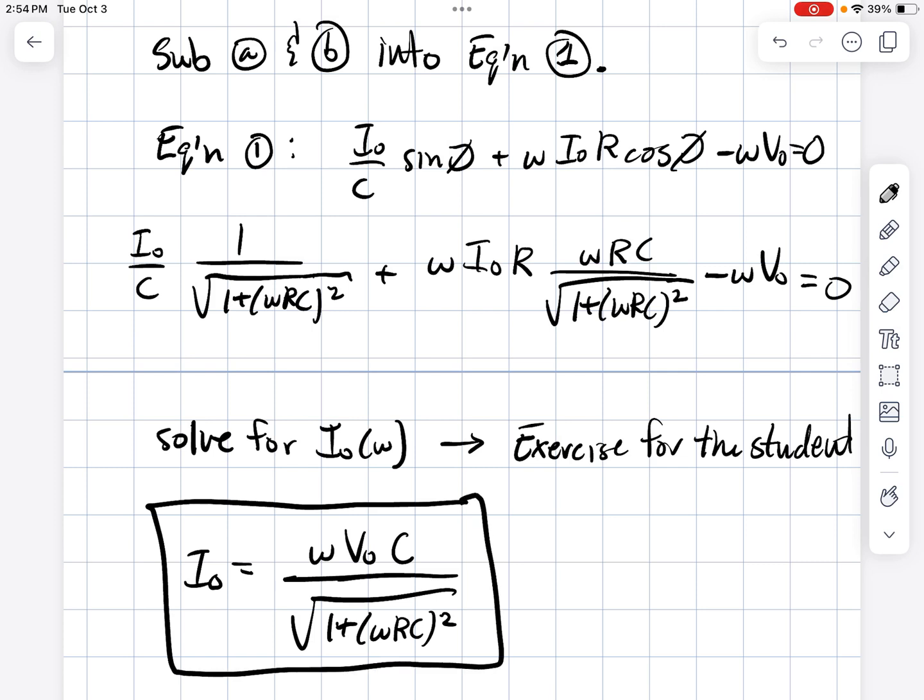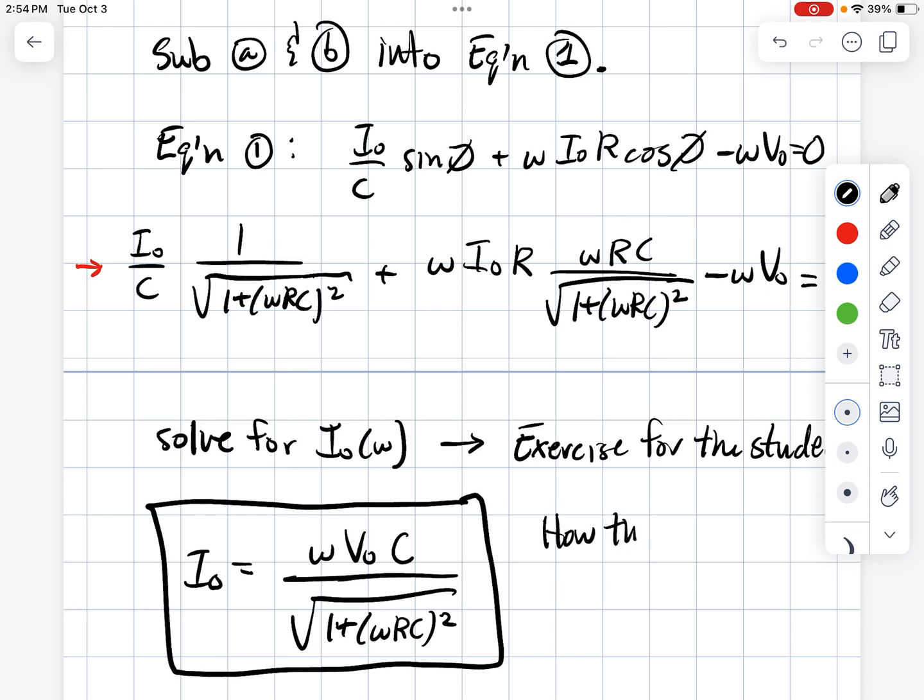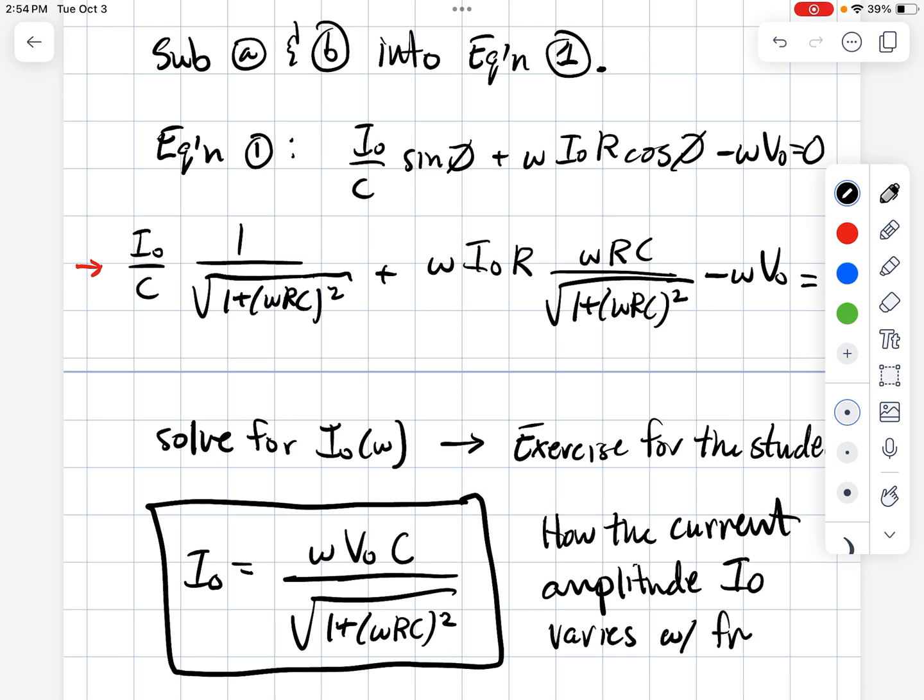I know this equation above here looks complicated, but what ends up happening is we get a fair bit of cancellation, and things boil down and reduce to this expression in the box, which is how the current amplitude I naught varies with frequency, say omega.